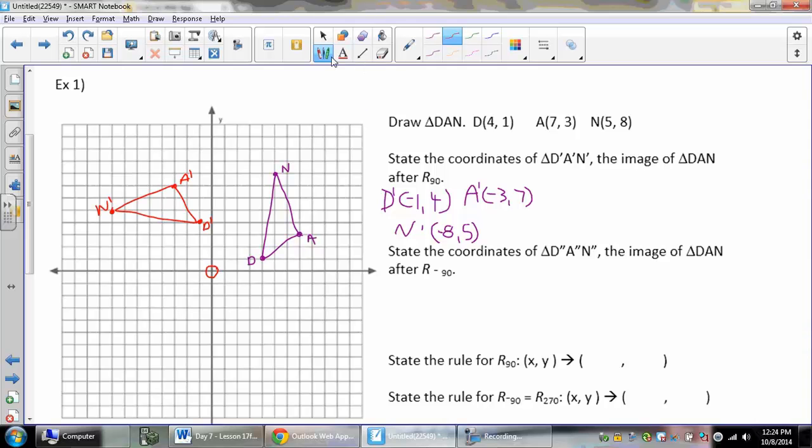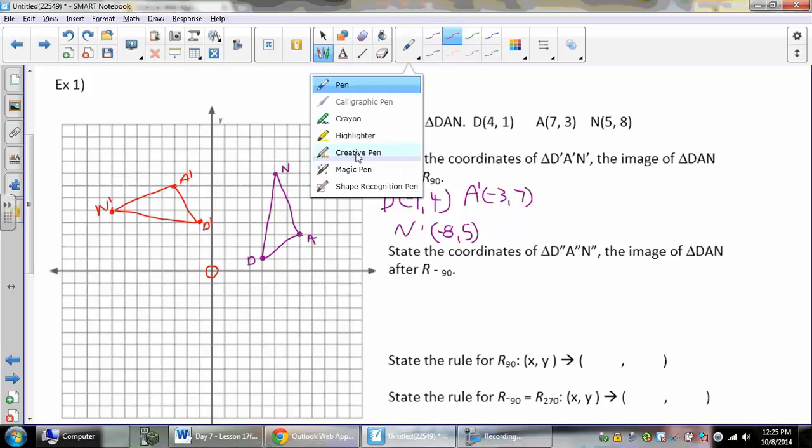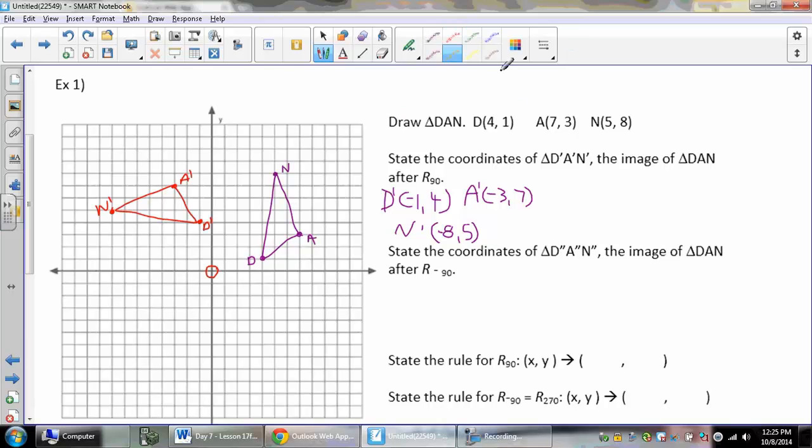And remember, from what you already know about rotations, if I connect the pre-image and the image, I'll do it with crayon so it's not too dark here. If I connect D prime to the center of rotation and then to D, there's a right angle. If I do the same thing with N, that to that, I have another right angle. All right, so that is a rotation of 90 degrees.